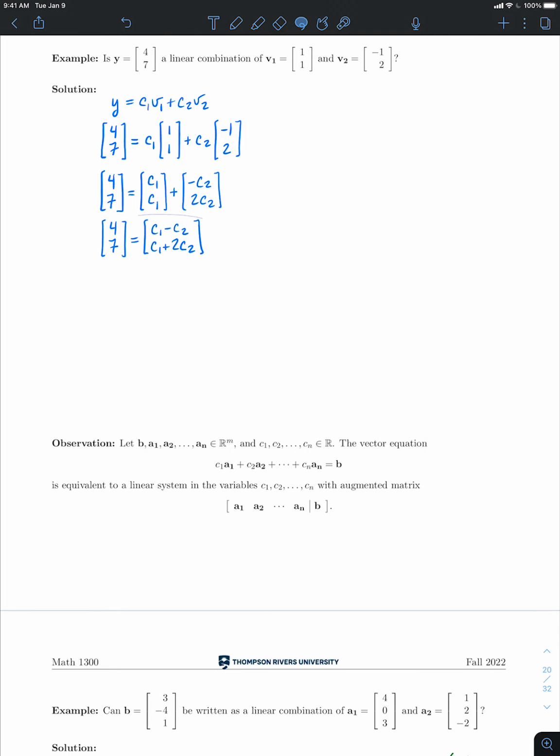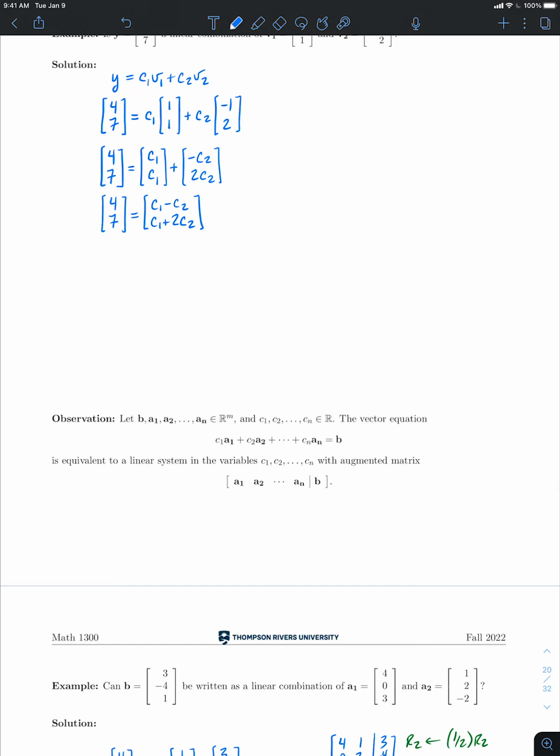Okay, well, and why did I do this? Well, now we've got an equation involving just two vectors. We've got two vectors, one on each side of the equation. They each have two coordinates. And you may remember a comment I made a little while ago, that two vectors are equal only when each of their corresponding entries are equal. So the only way that these two vectors could be equal is if c1 minus c2 would have to be equal to 4, and then c1 plus 2c2 would have to be equal to 7. So actually this led us to a system of equations.